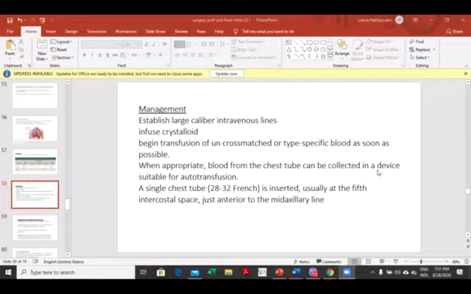Then, if you have facilities for auto transfusion, there's a specific machine to auto transfuse, you can collect that blood and retransfuse it to the patient. After this, the chest tube is usually 28 to 32 French gauge, and it is usually inserted in the same place as in tension pneumothorax, between the anterior axillary line and mid-axillary line.